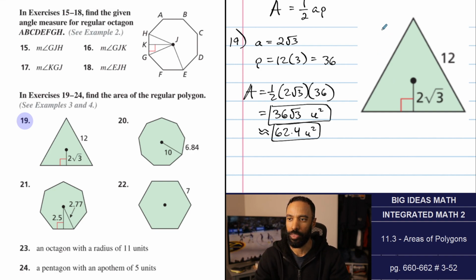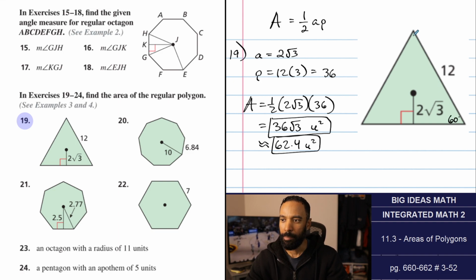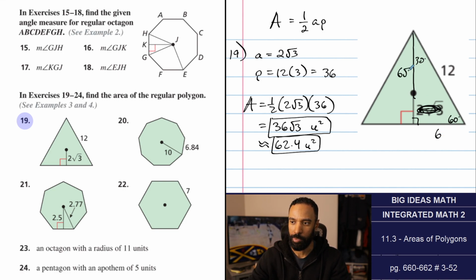Here's what I want to show you as well, though. What do you know about equilateral triangles? 60-degree angles, right? That means if I drew a full altitude here, then this would be a 30, 60, 90 triangle right there. In a 30, 60, 90 triangle, hypotenuse is twice as long as the shortest side, so this would be 6, and this would be 6 root 3.